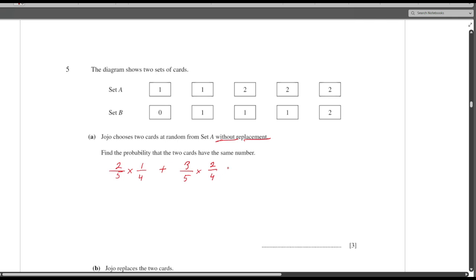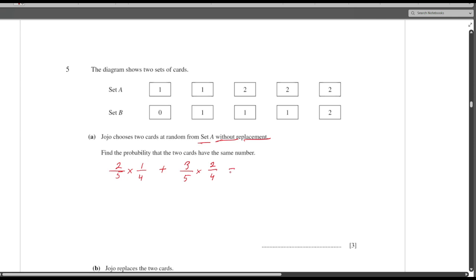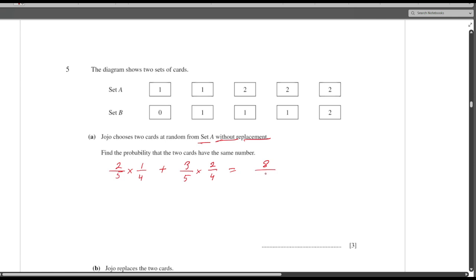Okay, you understand why I am writing 2 divided by 4? Because once I choose a card 2, the total number of cards will remain 4, and out of 4 cards, number 2 cards will remain 2. So if from set A I am drawing 2 cards, then the possibility of them being the same will be, this is 2 and this is 6, 6 plus 2 is 8, 8 divided by 5 times 4, 20. So this is 8 divided by 20, so 2 divided by 5. Your answer will be 2 divided by 5.